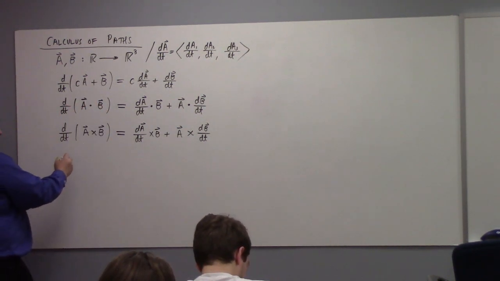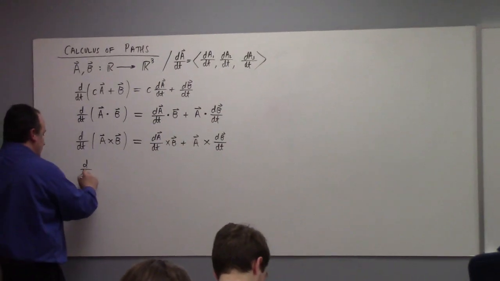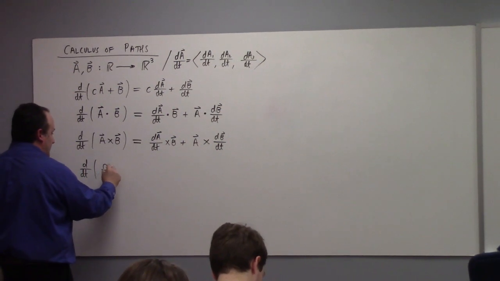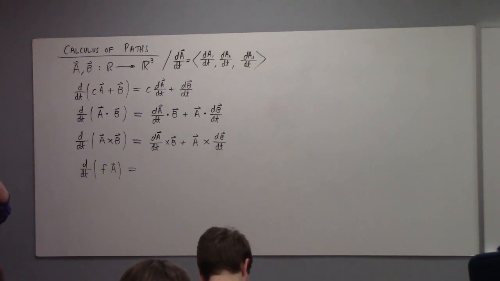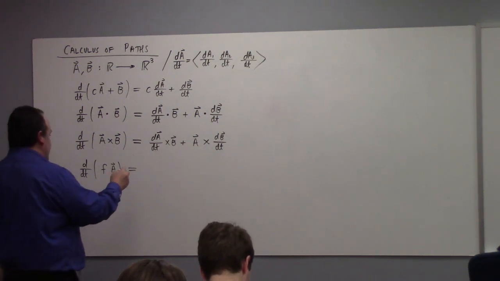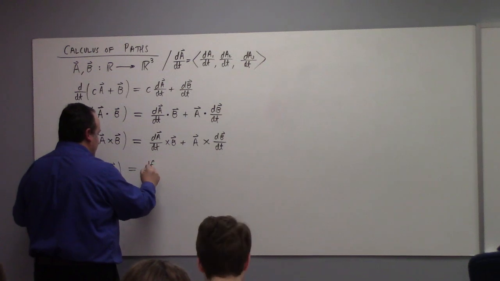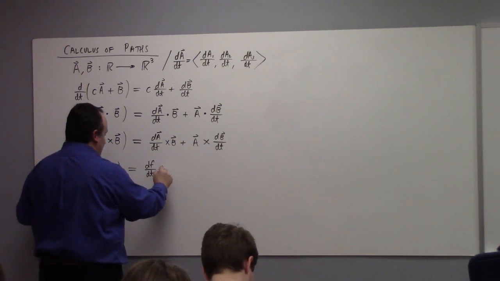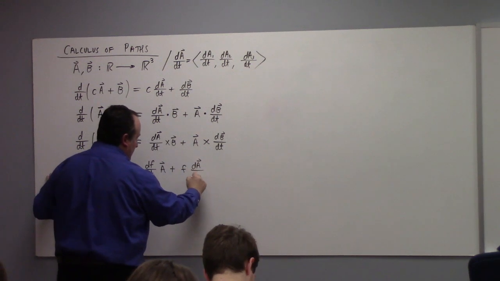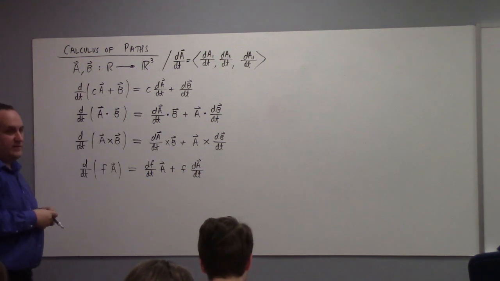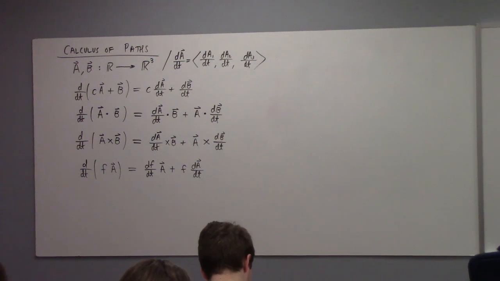There is one other thing to think about. What if we have a function times A? What happens if you differentiate? So f is a function of time, A is a vector of functions of time. How does that work out? Well, there is a product rule there as well, which is this: df/dt times A plus f times dA/dt. This is the product rule for a scalar multiple. Okay, that's pretty much it.